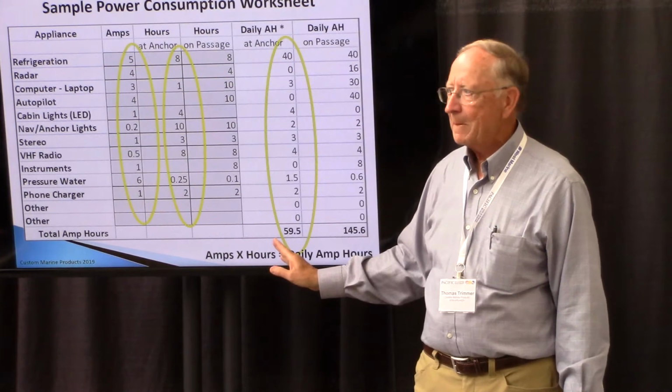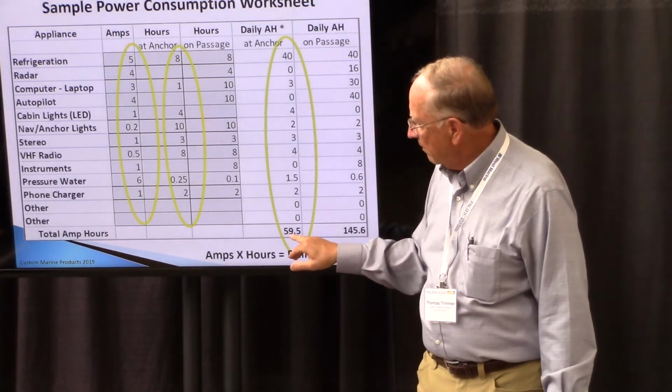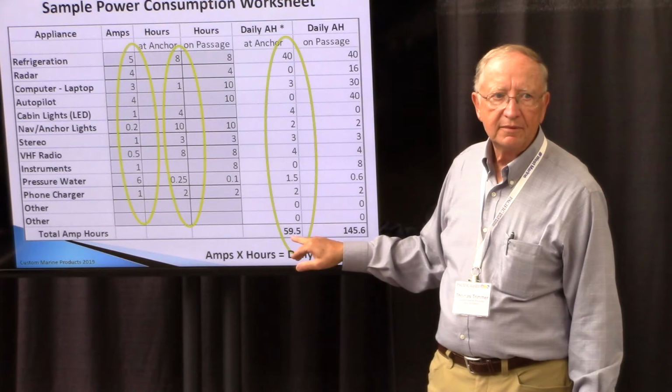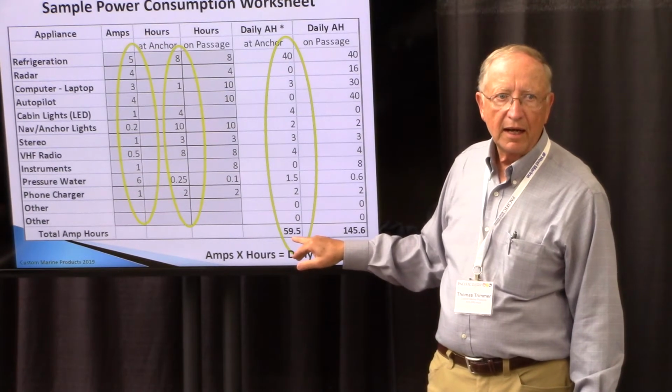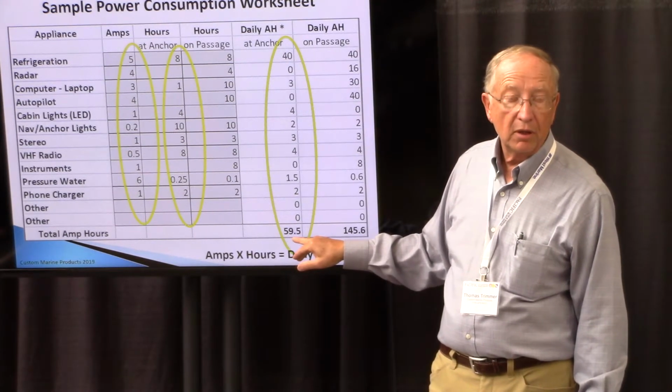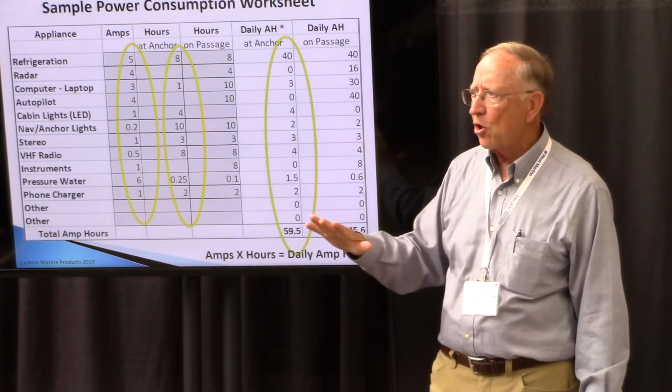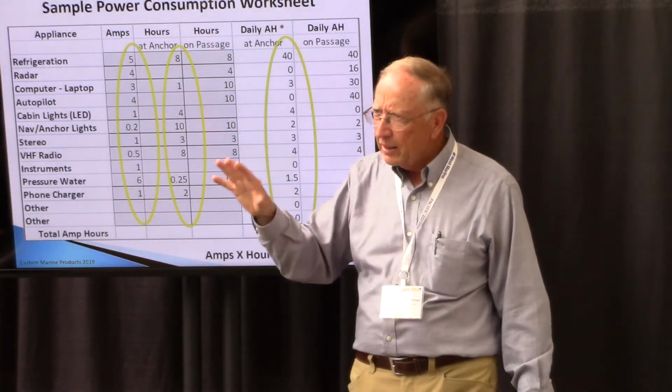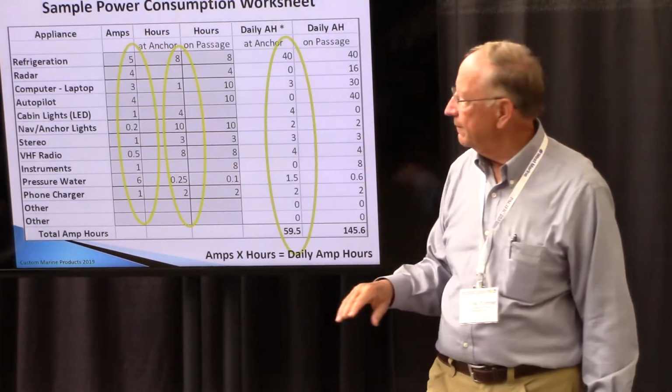Got it? Okay. So I got down to about 60 amp hours I use in a 24-hour period on a typical day. And again, this is ballpark, right? It's to give us a ballpark of where we're at.